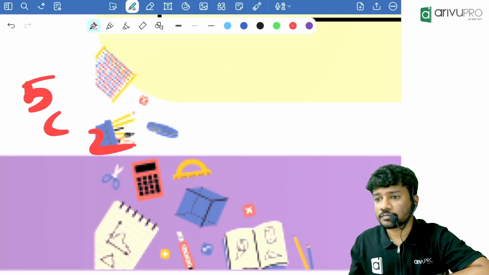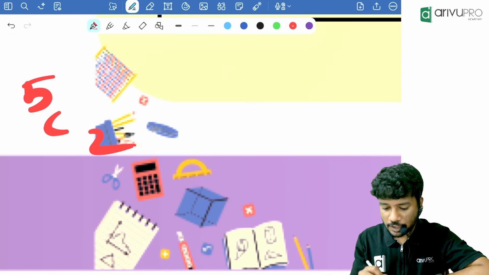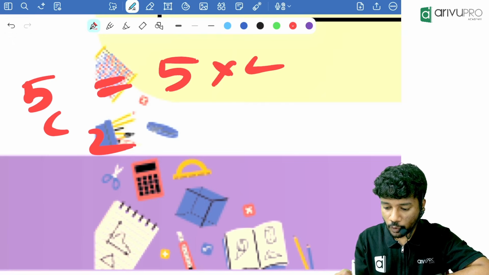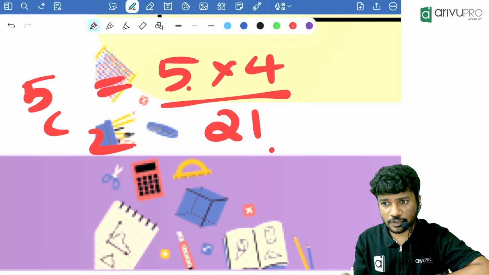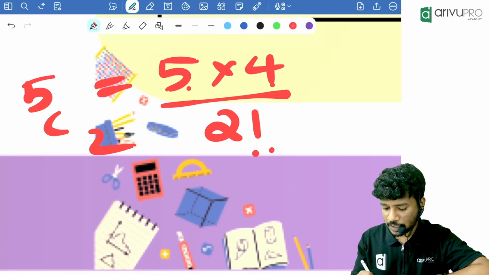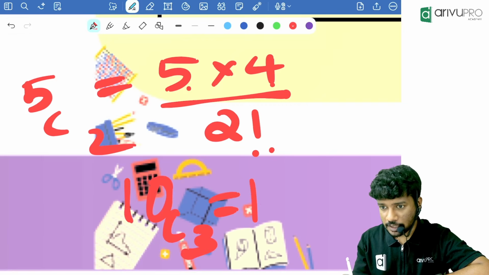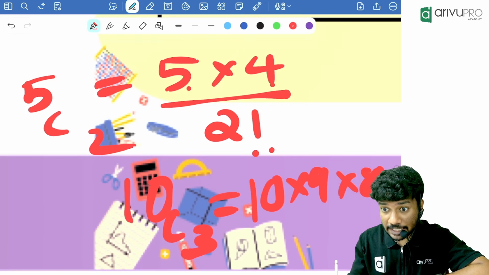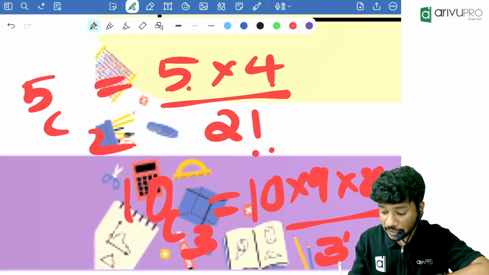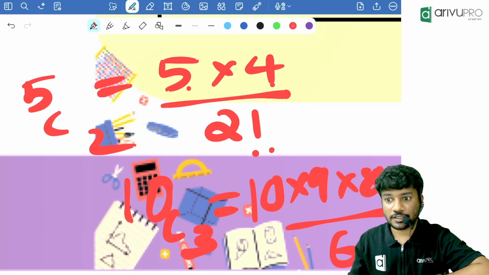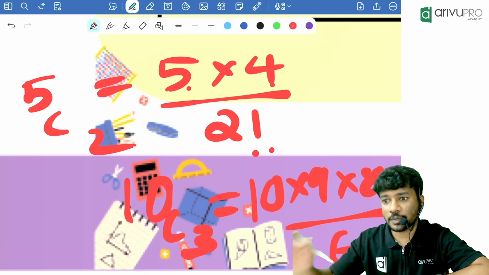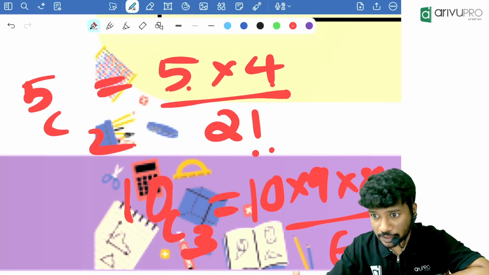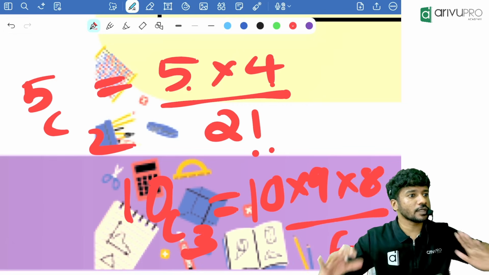5C2 is how much? How will you write it? You will write it like this: 5 into 4 divided by 2 factorial. 5 into 4 is how much? 20. You know about factorials? Yes, 2 factorial is how much? 2. So divided by 2. Then 10C3 is how much? 10 into 9 into 8 divided by 3 factorial. 3 factorial is how much? 6. So 3 into 2 into 1 is 3 factorial. 4 factorial is how much? 4 into 3 into 2 into 1. That is 24. Likewise, you should keep it in your mind, because whatever we are going to do now is based on that.